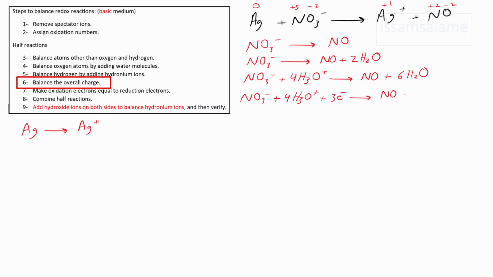While on the other half reaction, we can see that we have 0 to the left and we have +1 to the right. So to balance the charge, we should add 1 electron to the right side, and now both sides will have the same charge.